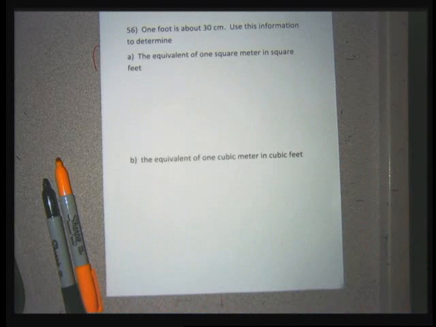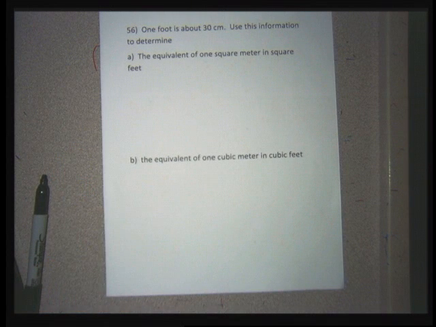So the author gives me that 1 foot is 30 centimeters. That's nice, but it's not terribly helpful because I'm trying to convert from square meters to square feet. Find the equivalent of 1 square meter in square feet. So I know that 1 foot is 30 centimeters, and I want to get in square feet. So this problem has a bad unit that the author gave me.